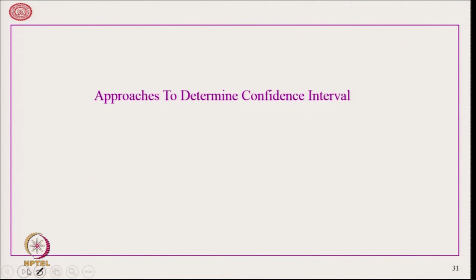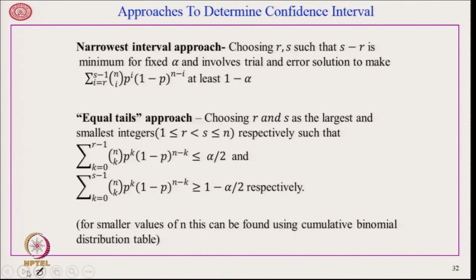Therefore, what do we do for determining the confidence interval? There are different ways of choosing. The narrowest interval approach chooses r and s such that s minus r is the minimum for a fixed alpha, and involves a trial and error solution to make this summation greater than or equal to 1 minus alpha. So, what does it mean?